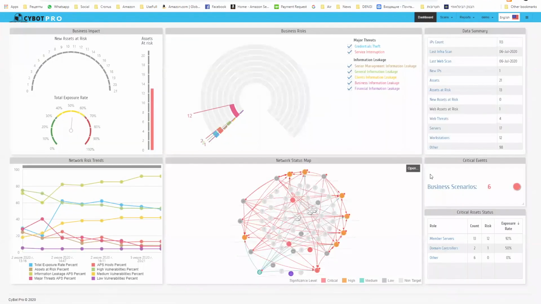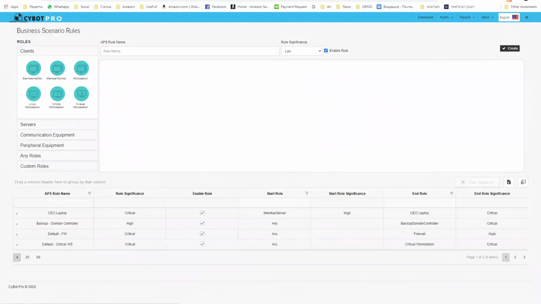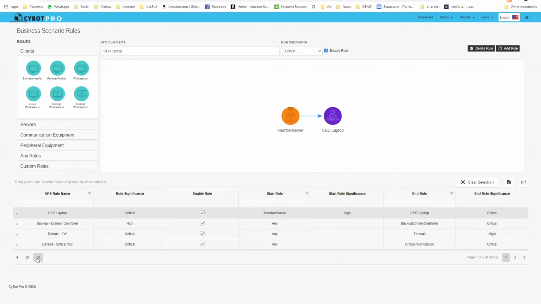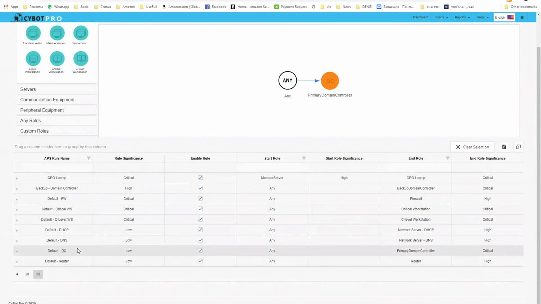Now, let's go back to the main dashboard. There is another thing that I want to show you, which is our business scenarios. This is the option of building specific scenarios for specific systems or specific flows in the infrastructure. For example, the system comes with 7 default business scenarios, and let's take a look at the default DC scenario. Meaning that every attack that starts from any source and targets the primary domain controller.